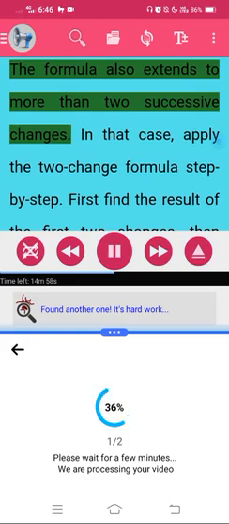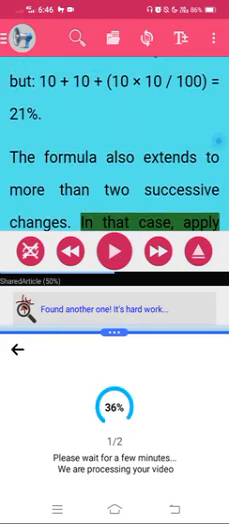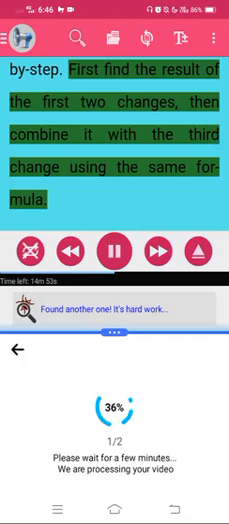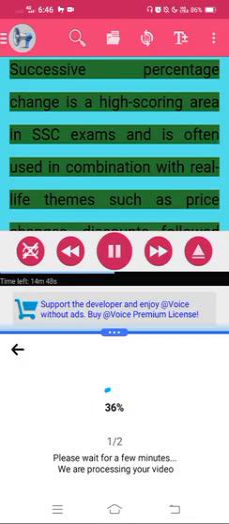The formula also extends to more than 2 successive changes. In that case, apply the 2-change formula step by step. First find the result of the first 2 changes, then combine it with the third change using the same formula. Successive percentage change is a high-scoring area in SSC exams and is often used in combination with real-life themes such as price changes, discounts followed by taxes, salary hikes followed by reductions, etc.